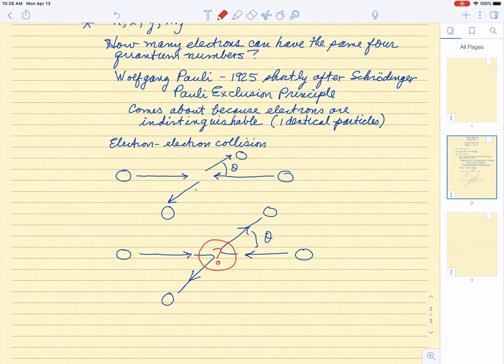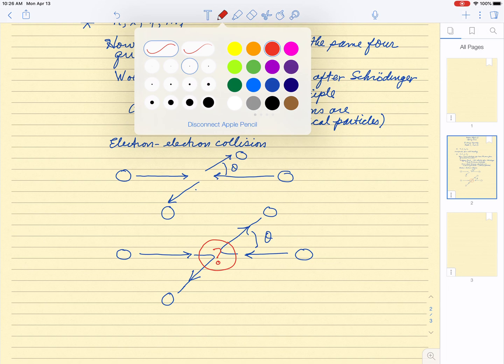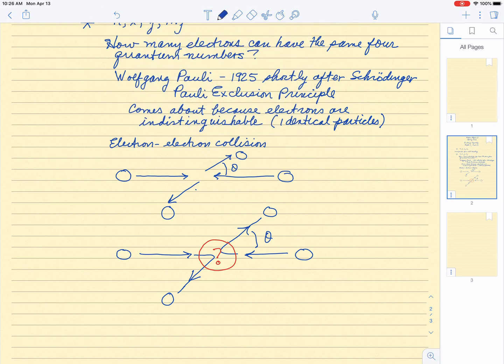And that's a bold statement in your text and probably worth jotting down. So identical particles cannot be told apart in any way, i.e., they're indistinguishable.